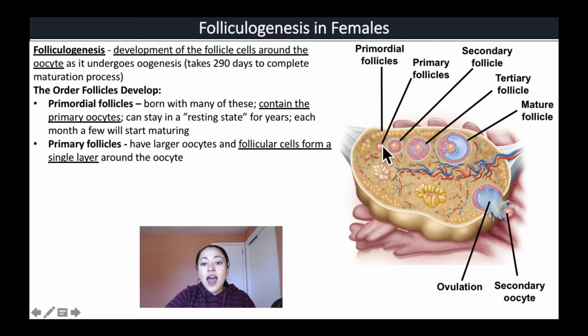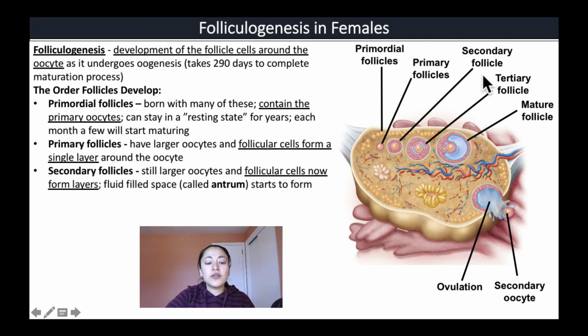Primary follicles have a larger oocyte inside, and the follicle cells surrounding it, or follicular cells surrounding it, form a single layer around the oocyte. The primary follicles then become secondary follicles. These have an even larger oocyte, and the follicle cells now start to form layers on the outside there. You may also start to see a fluid chamber or space beginning to form within the follicle called an antrum.